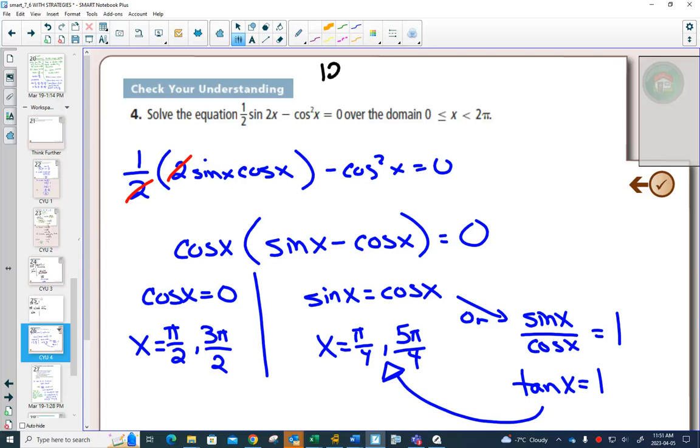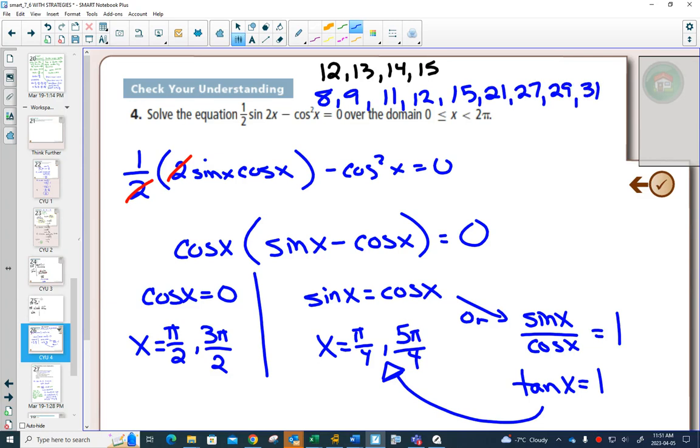Now, I would like you in your textbook to circle questions 12, 13, 14, and 15. And then I would like you to take out the sheet that we had all the proofs on. On the back side, there is a bunch of solving questions. If you're looking for more practice, there's a bunch circled. You actually don't do the circled ones. I would like you to try questions 8 and 9, 11 and 12, 15, 21, 27, 29, and 31.